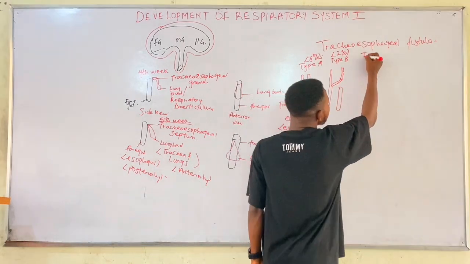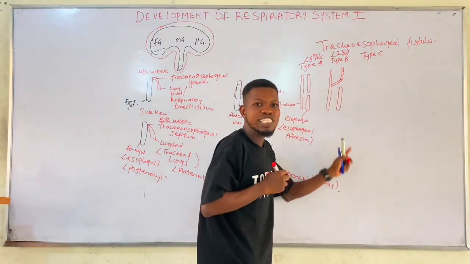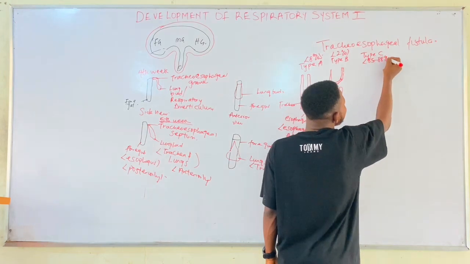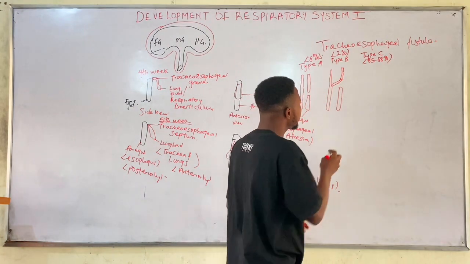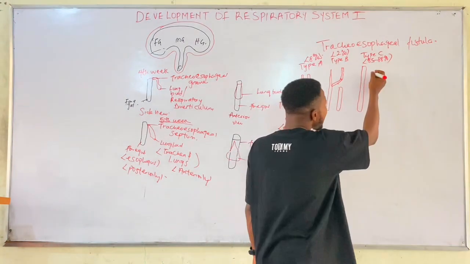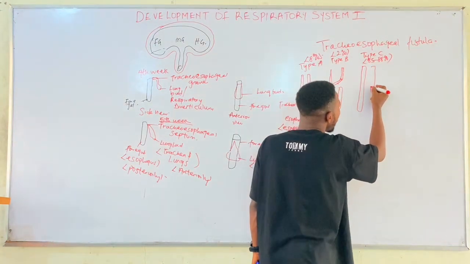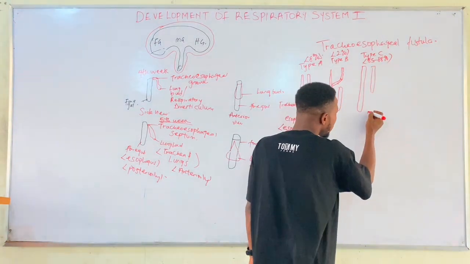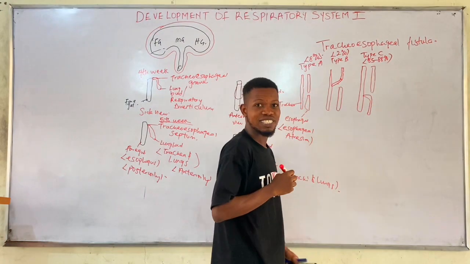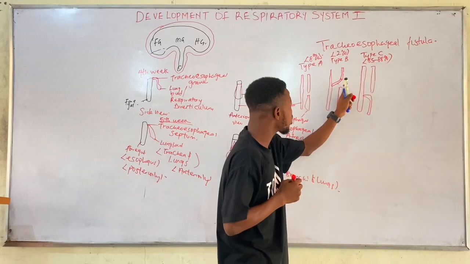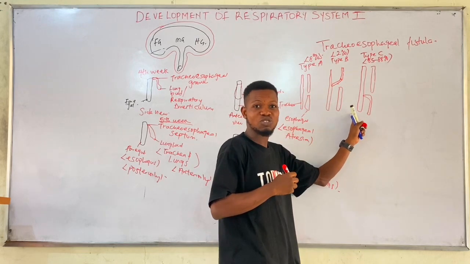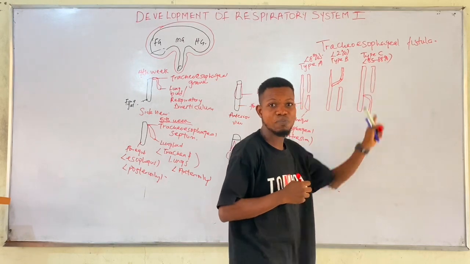For type C, it is the most common, about 85 to 88% of cases diagnosed. This is the trachea. The upper portion ends in a pouch, while the lower portion is connected to the trachea. That is type C. Can you see the difference between the two? In type B, the upper portion is connected to the trachea, but in this one, the lower portion is connected to the trachea, while the upper portion ends in blind pouches.